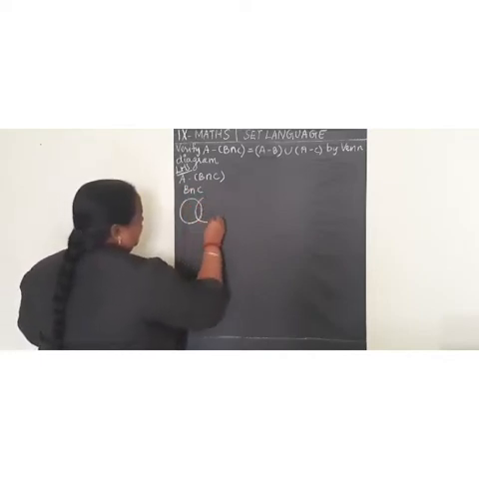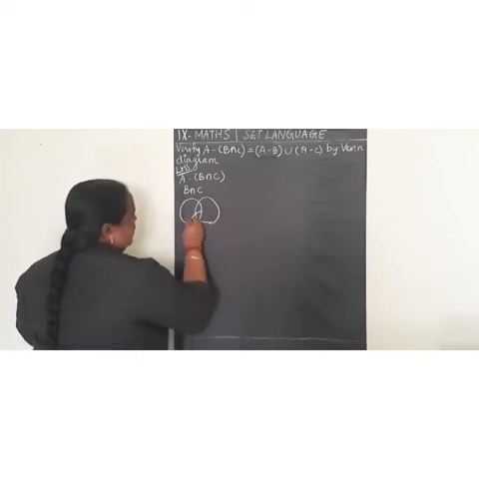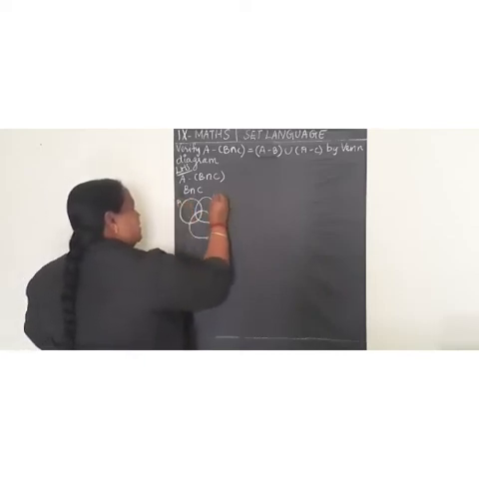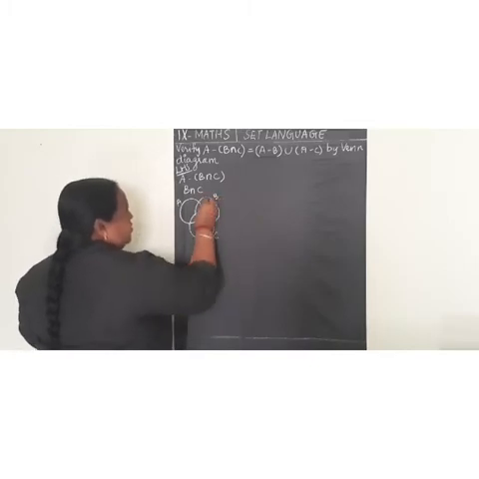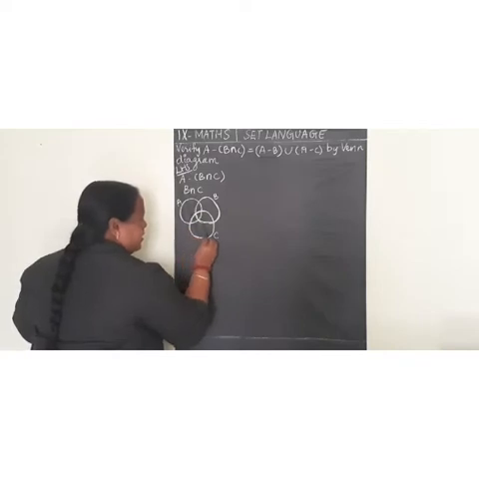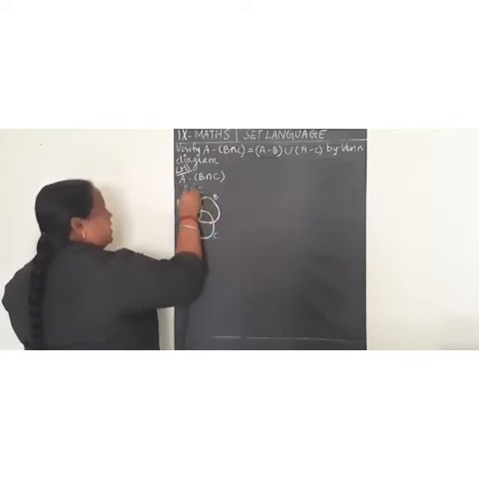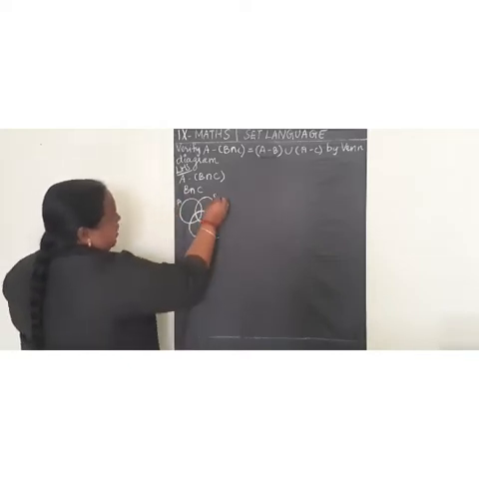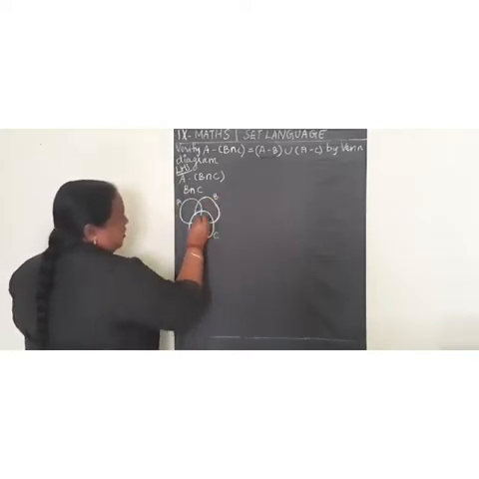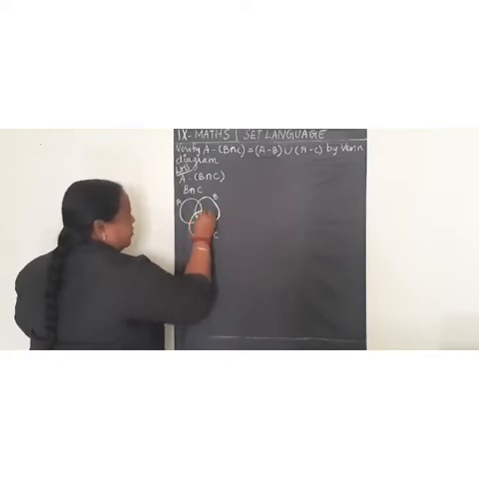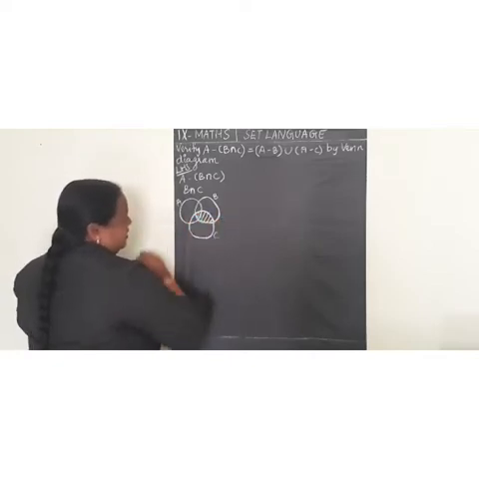Set A, set B, set C. This is set A, this is set B, and this one is set C. So for B intersection C, we have to shade only the common part. For both sets, this part is the common part. So we have to shade this part, B intersection C.